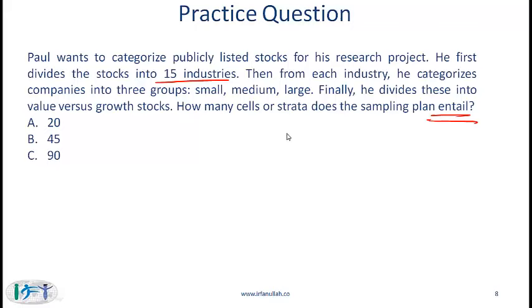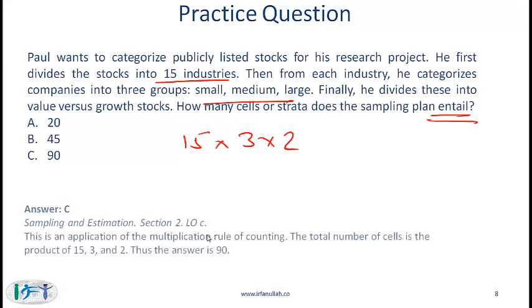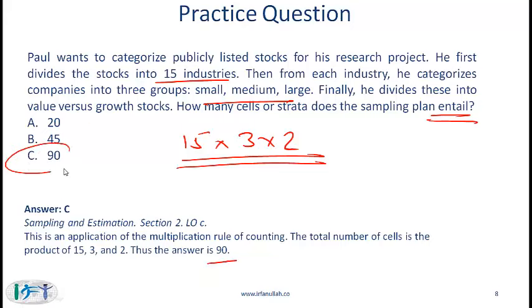Now this is a little more complicated than what I just talked about, and here we need to recognize that there are 15 industries. For each there are 3 groups, and then we have value versus growth, so we multiplied by 2. So the correct answer is simply a product of these 3 numbers, which is 90.